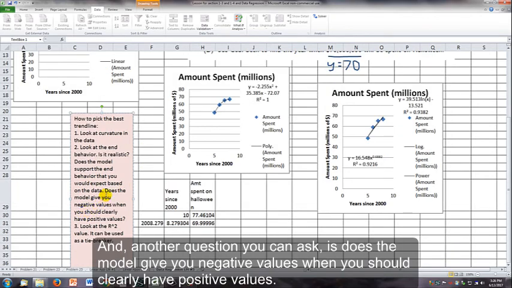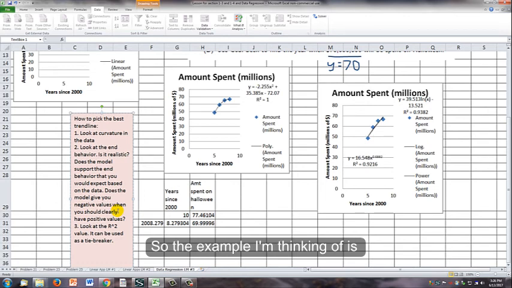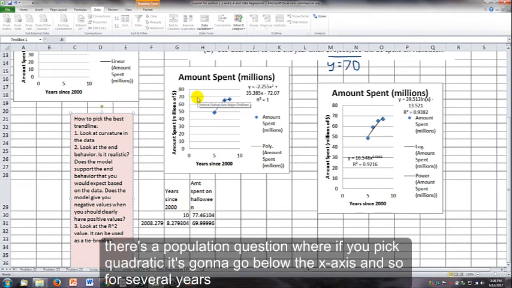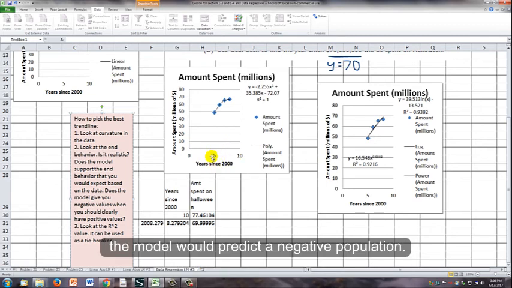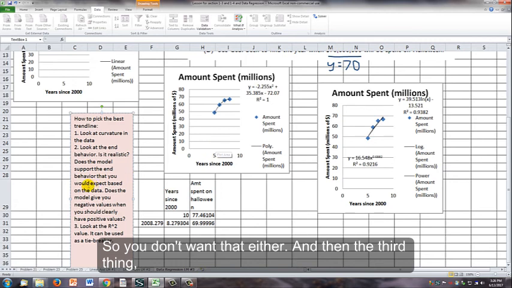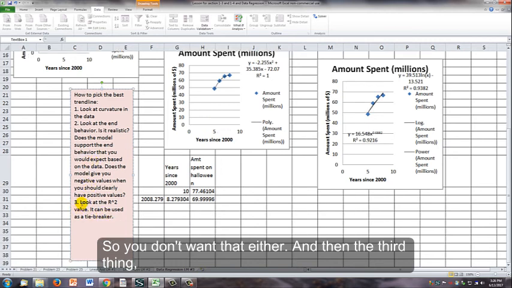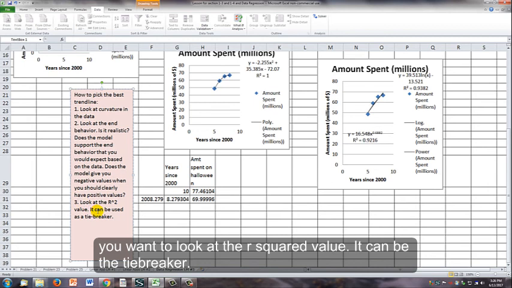And another question you can ask is, does the model give you negative values when you should clearly have positive values? So the example I'm thinking of is, there's a population question where if you pick quadratic, it's going to go below the x-axis, and so for several years, the model would predict a negative population. So you don't want that either. And then the third thing, you want to look at the r-squared value. It can be the tiebreaker.